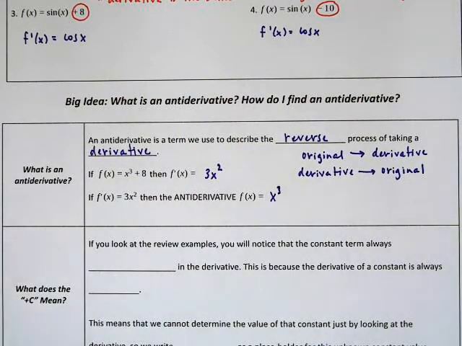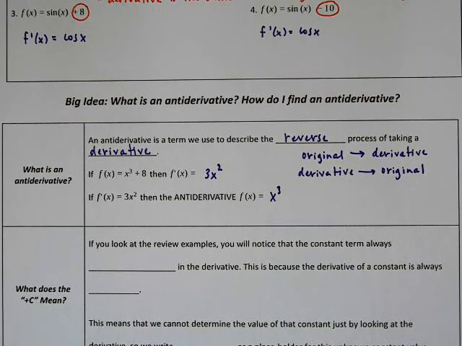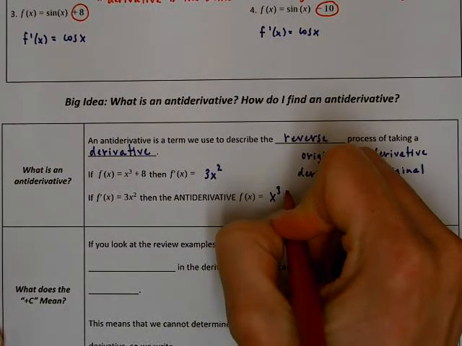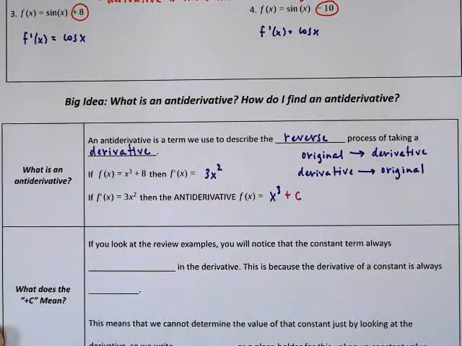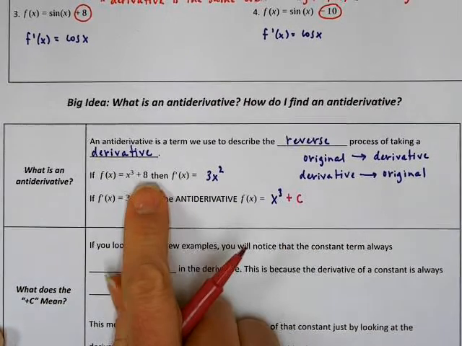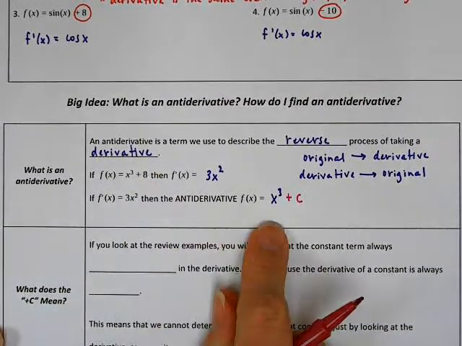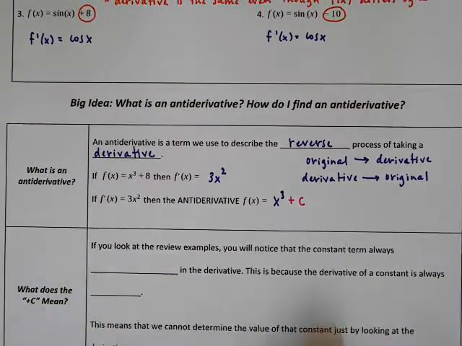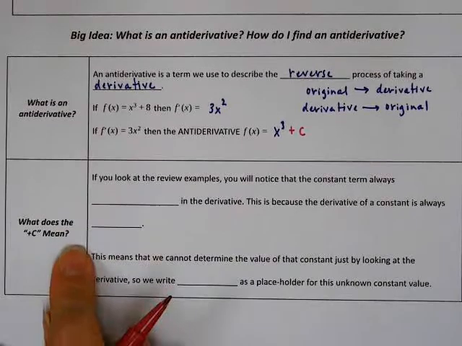Now, there's something else we need to account for, and that's the constant that we see in our original. Our derivative doesn't tell us any information about that constant that was there, but we know there was one. So the way we account for that is in our antiderivative we're going to put a plus c, to account for the fact that there could be a constant there, we're just not sure of the value. So let's talk a little more about that plus c.